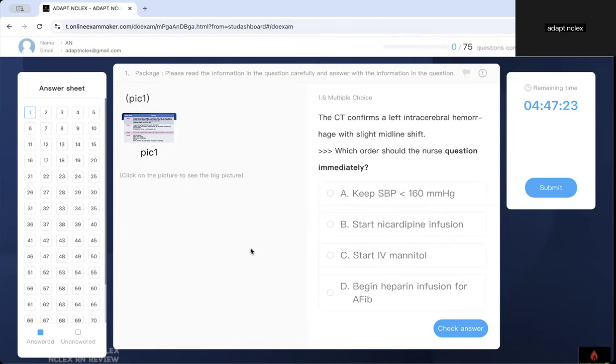You don't want to drop it to 100. Otherwise, that's the problem. The patient needs some perfusion. So less than 160, 150, 140 is okay. We should not keep it less than 100, right? But heparin infusion for AFib is a problem. We should intervene at all costs.